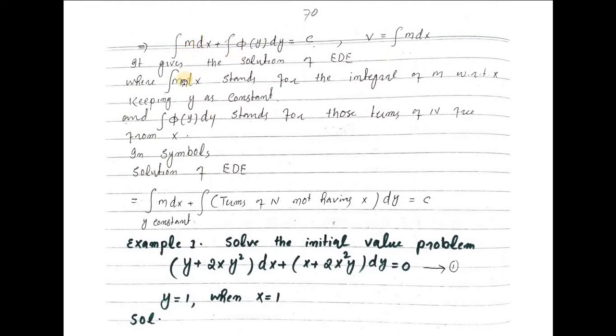So this formula gives the solution of the exact differential equation, where this stands for the integral of m with respect to x keeping y as constant, and this stands for those terms of n free from x. In symbols, the solution of the exact differential equation is integral of m dx, where y is taken as constant, plus integral of the terms of n not having x into dy, is equal to c.